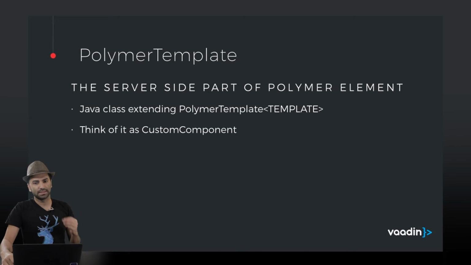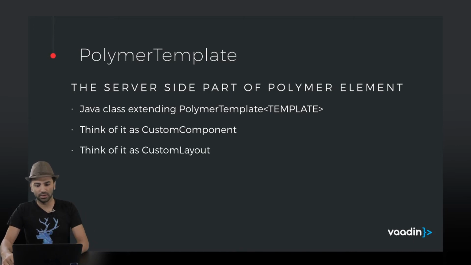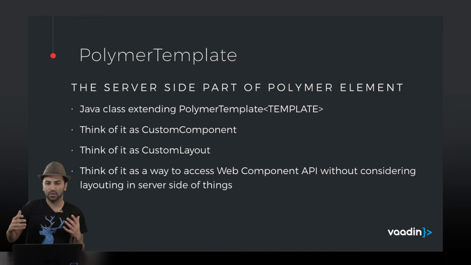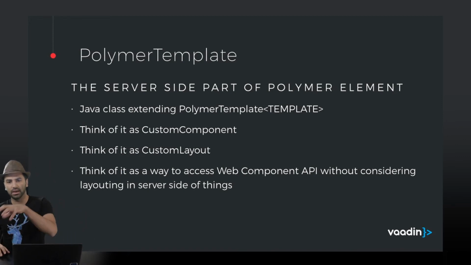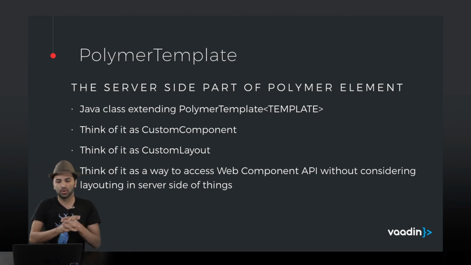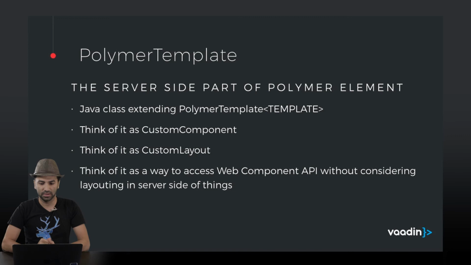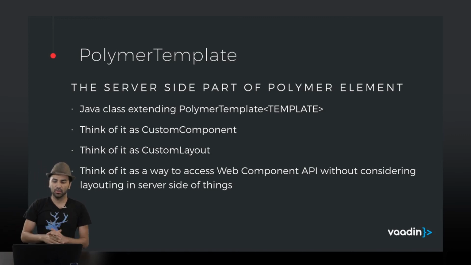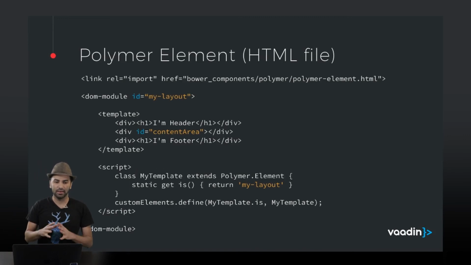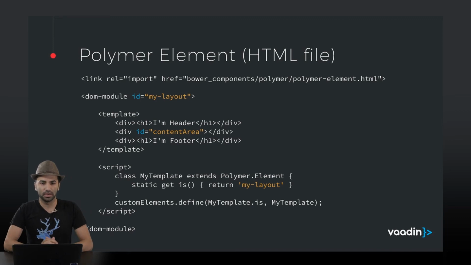You can think about it as a custom component or a custom layout, a way to communicate between the client side and put any code or communication on the server side. So how does that work in practice? Basically, this is a very standard Polymer template on the client side. If you take this code and put it inside any other Polymer project, it's going to work. This doesn't have any Vaadin related modifications whatsoever. That's just how it is.